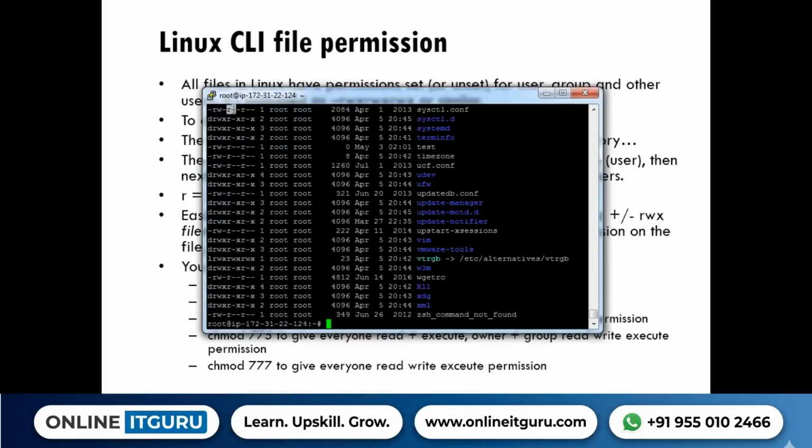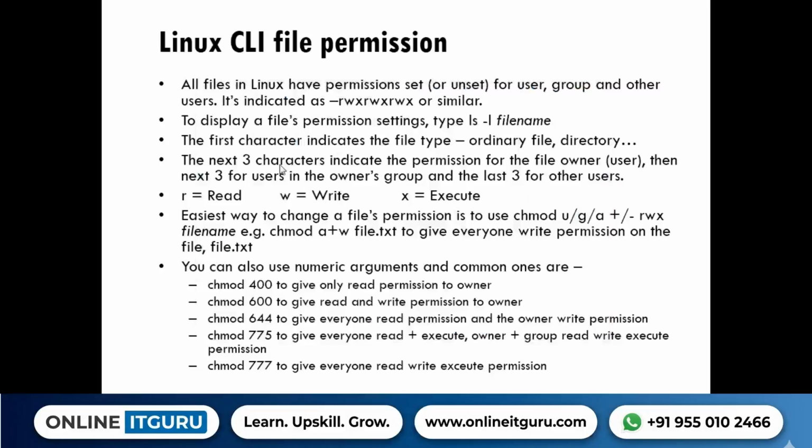And the next three characters will be the group permission. So whoever the group members are, they can only read this file. They have the permission called read only. They cannot have write permission or execution permission. And the same for others: other than root and group members, everyone can get only the read permission. So that's what this slide is showing. R is read, W is write, and X is execution permission.